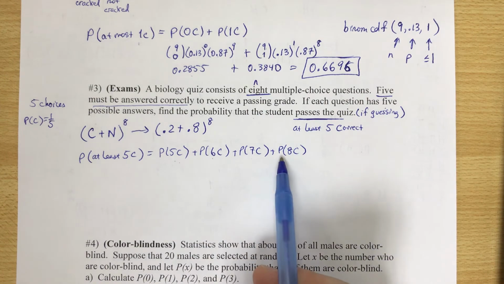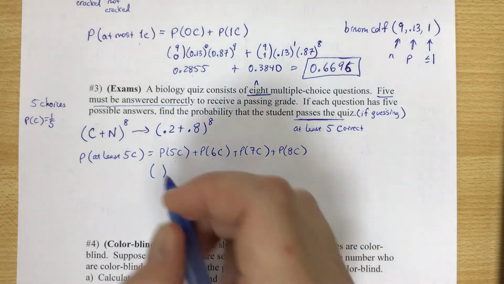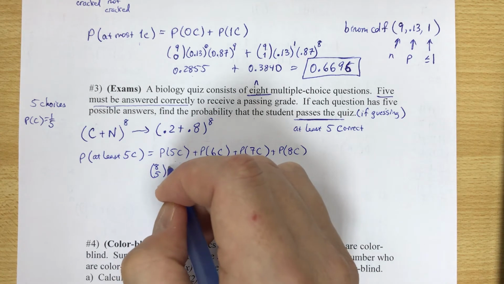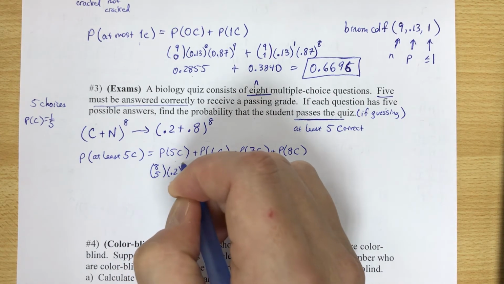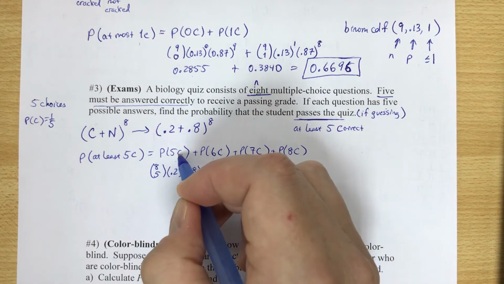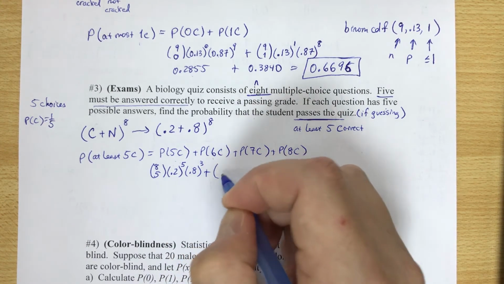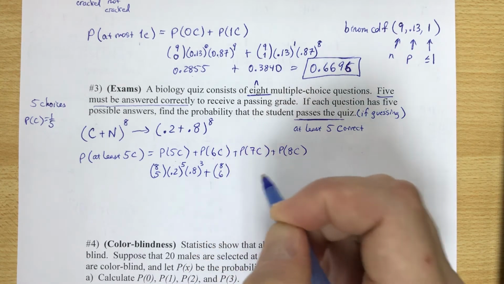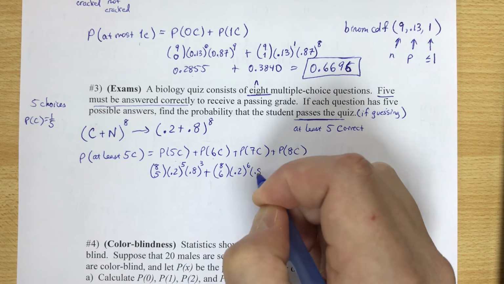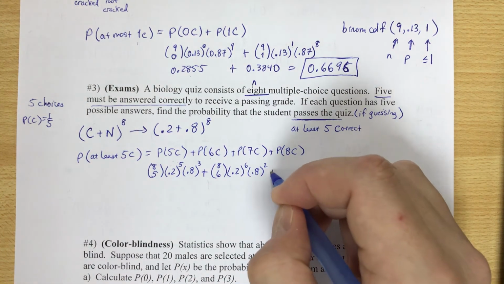So we can do this 4 times, where if we're using the formula, 8 questions, we're going to get 5 correct. The probability of success is 0.2. Remember, we're getting 5 correct. The probability of failure is 0.8. If 5 questions are right, then 3 are wrong. Plus, now we're going to get 6 correct, 0.2 raised to the 6th. 2 questions wrong, so 2 is the exponent for 0.8.